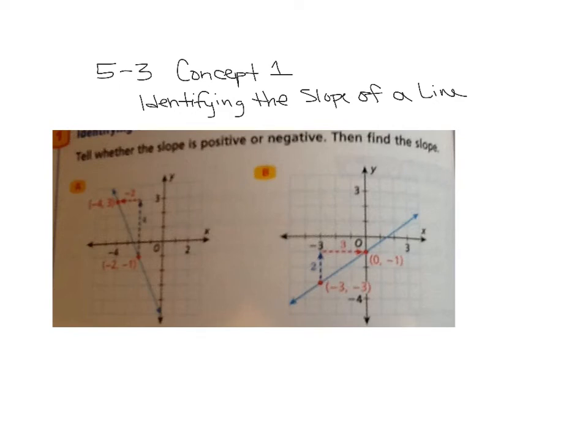So the first concept of 5.3 is identifying the slope of a line. The slope is how steep a line is. You can have two types of slope. You can have a negative slope and you can have a positive slope.